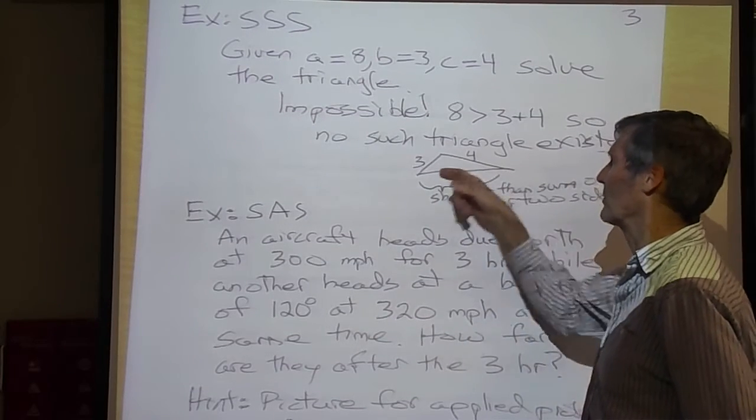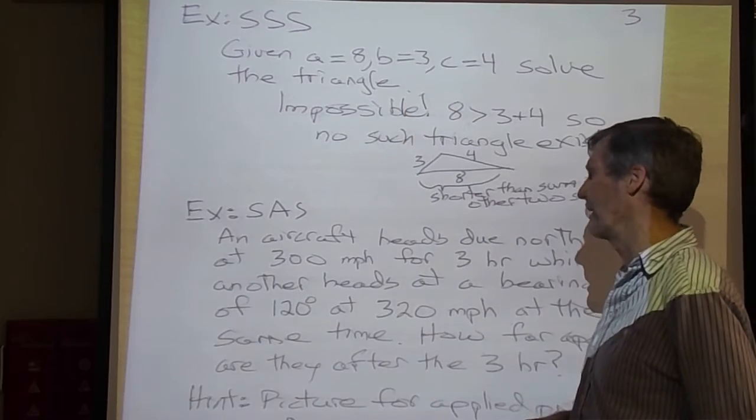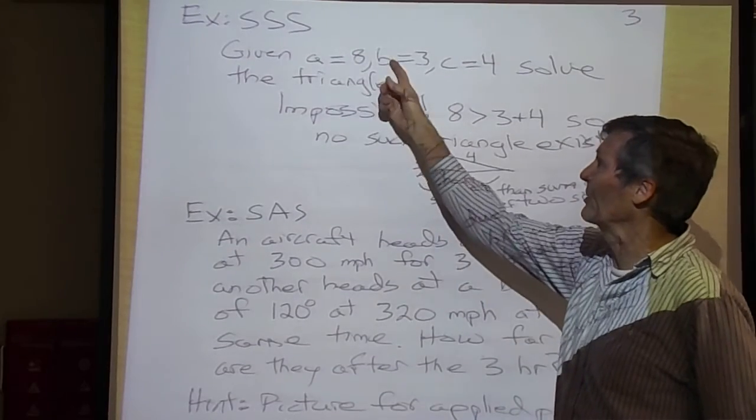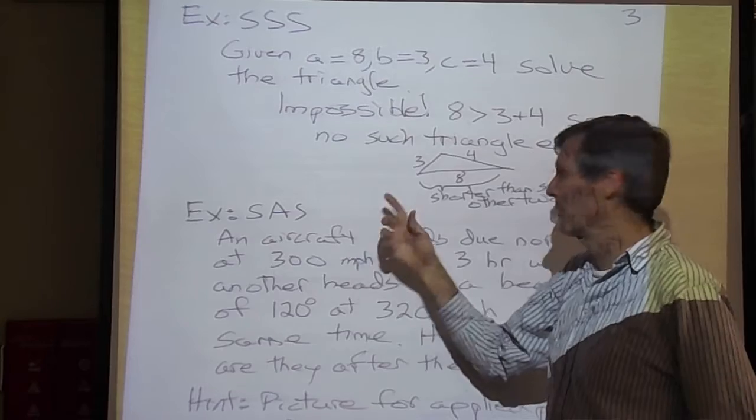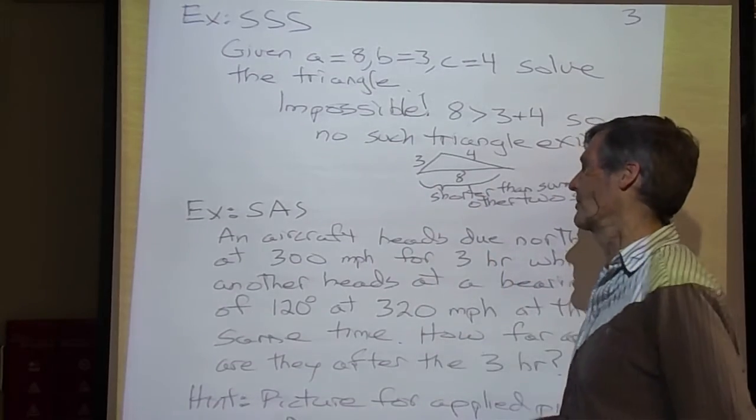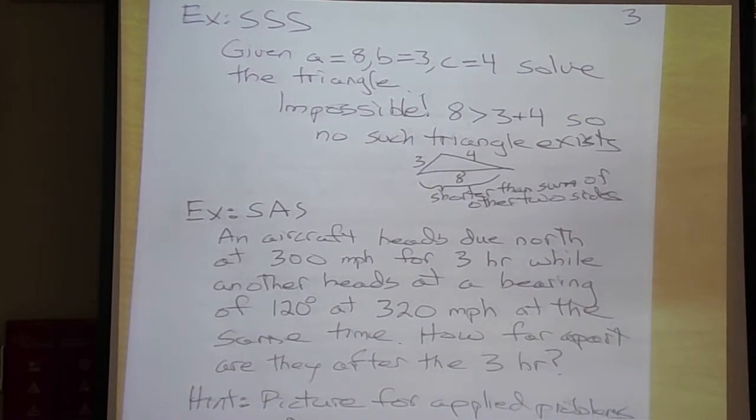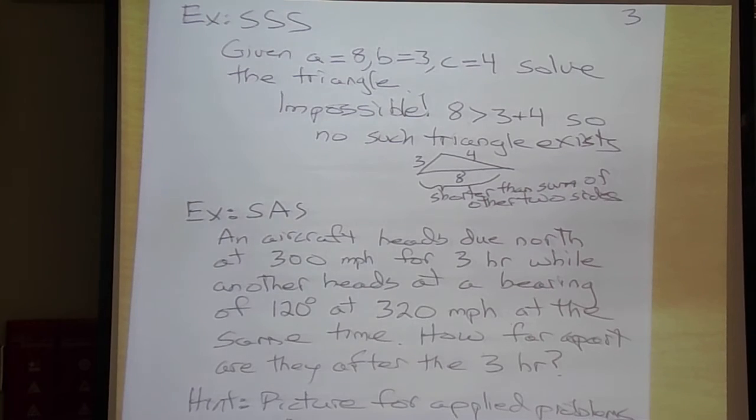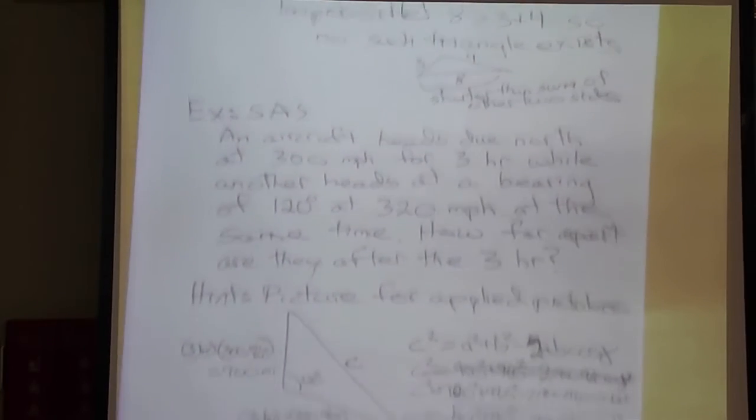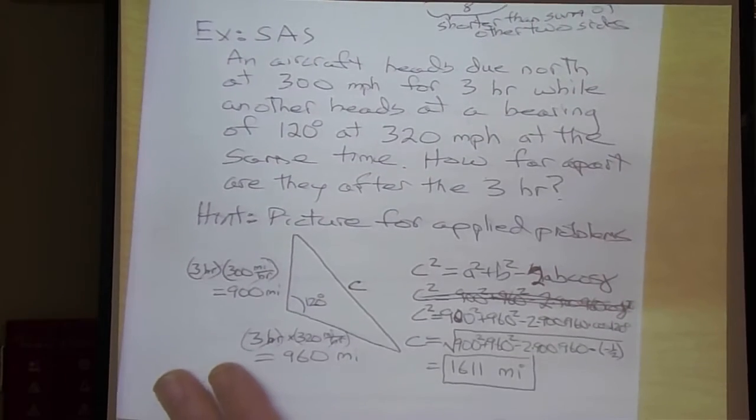So check that when you use the law of sines for a side-side-side case. If the sum of these 2 is greater than 8, then a triangle exists, and you solve it like in the last example. Alright, so that's the side-side-side case. What about the side-angle-side case? Here's an example.